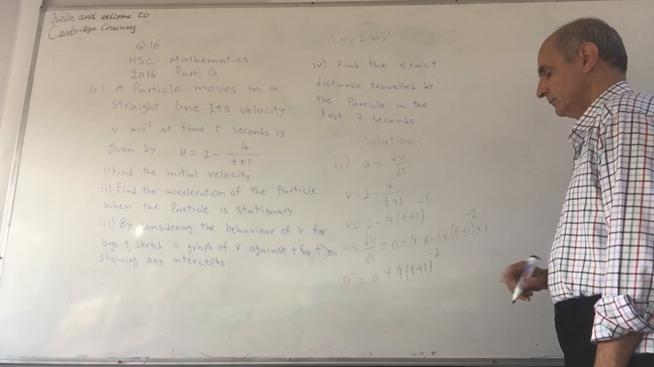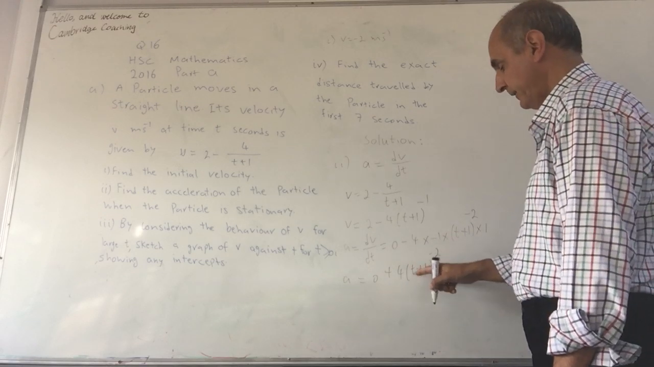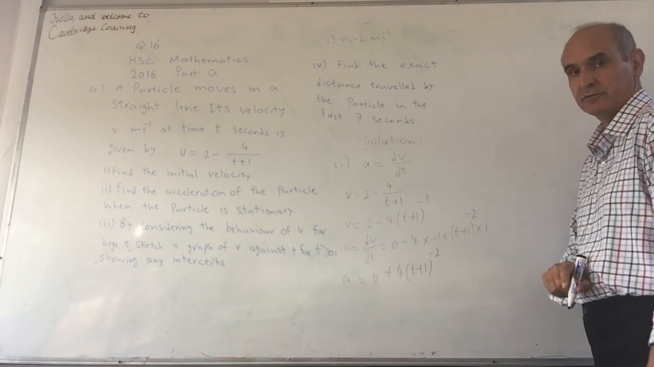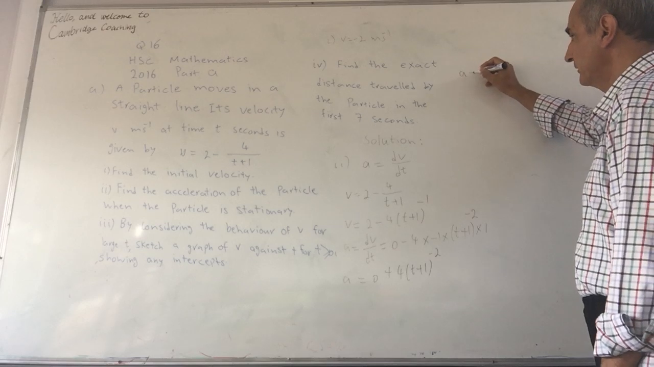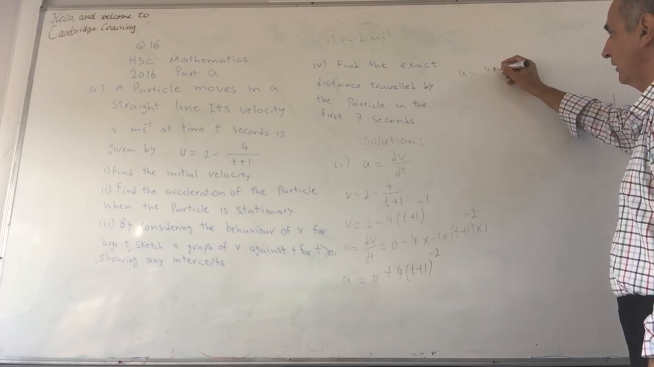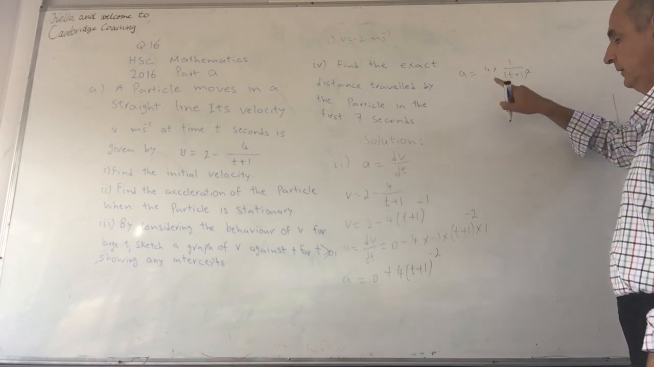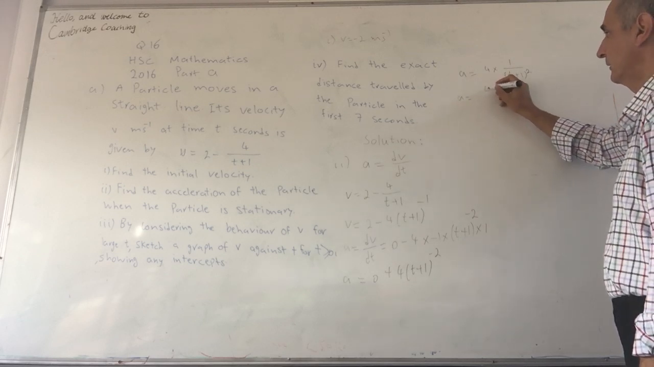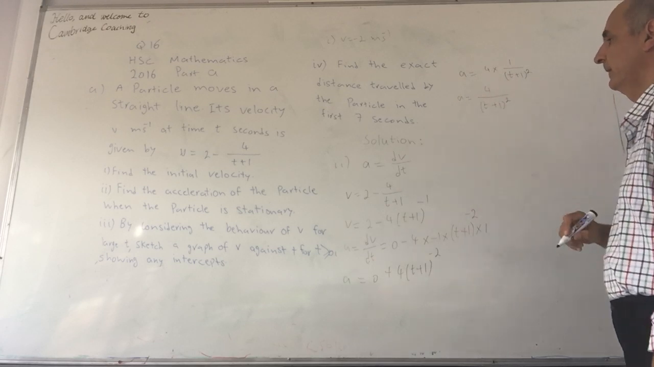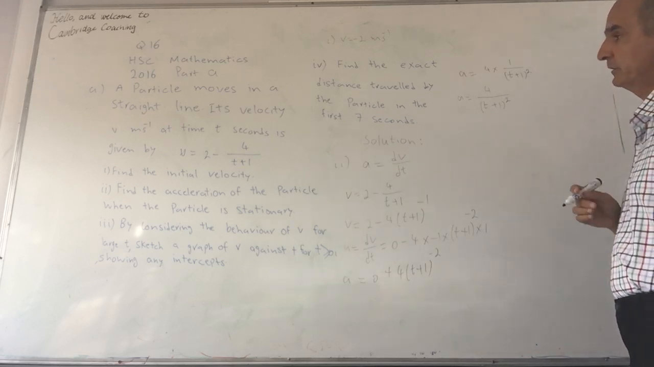I can go back again to write it as a fraction, this time with the power of 2, because the power of this bracket is minus 2, giving me the acceleration equal to 4 times 1 over t plus 1 squared, and then that becomes 4 over t plus 1 squared. That is the acceleration at any time t for this particle.